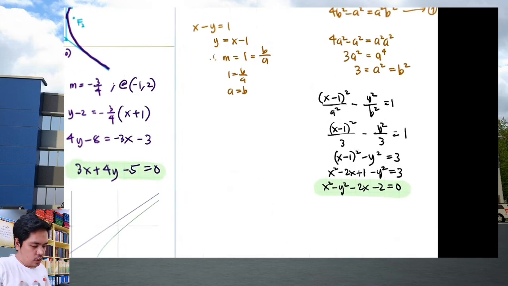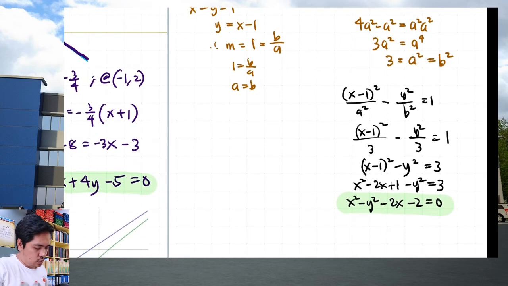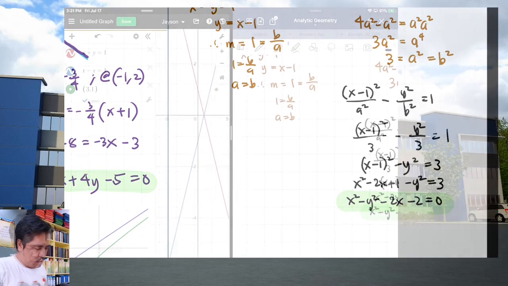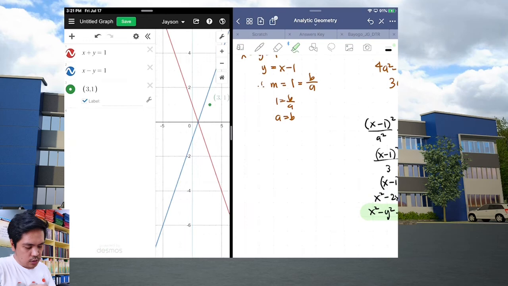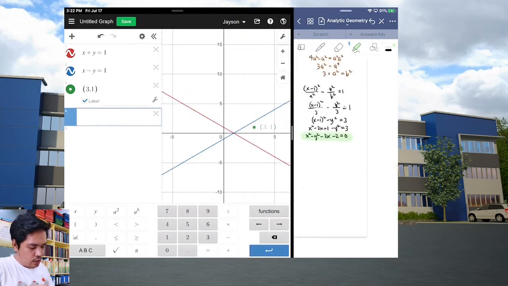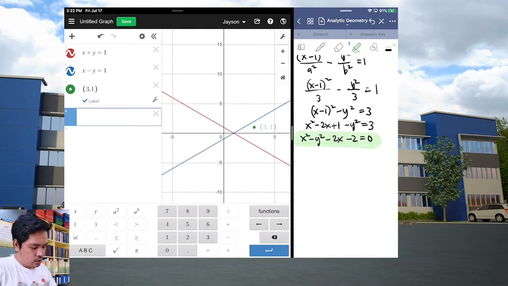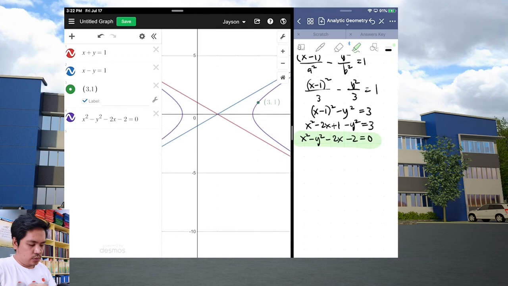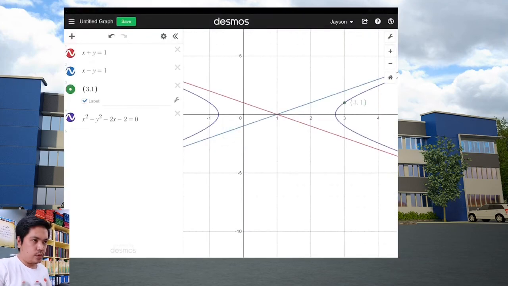So let us check if it fits here. We plotted x squared earlier. Okay, not drawn to scale. Let's scale it first. So our answer was x squared minus y squared minus 2x minus 2 equals 0. There. So it fits. So our answer is correct. And that is our answer.